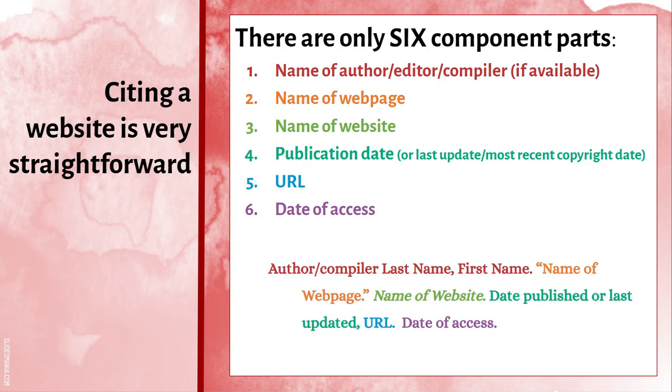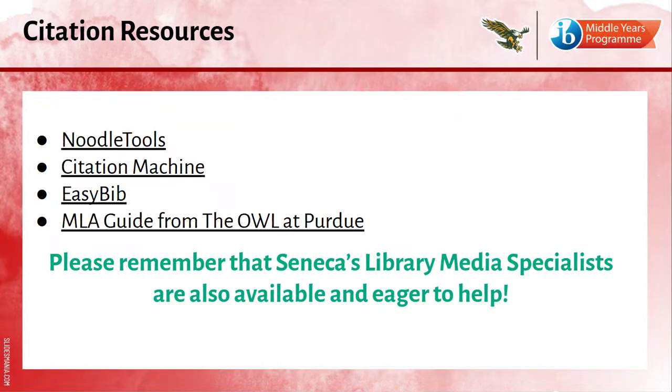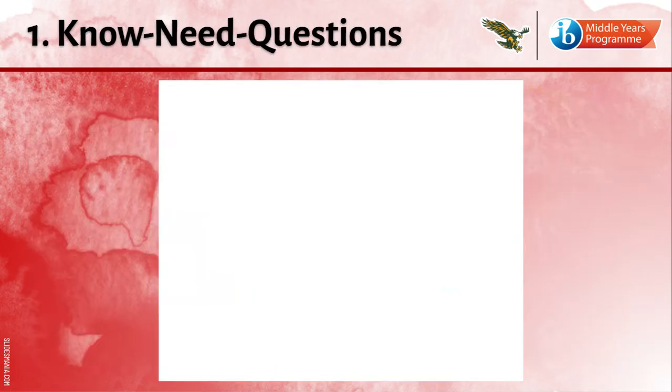Creating a works cited page is fairly straightforward with what must be included. You must include the name of the author or the editor, the name of the web page, the name of the website, the publication date or last updated date, the URL, and the date you access the site. If using anything besides the website, visit our Media Center specialists as they're happy to help you. Here is an example of a proper citation. This was created using Noodle Tools. Here is a list of citation resources that will help you to properly cite your resources for your bibliography. And remember, Seneca's library and media specialists are here to help.